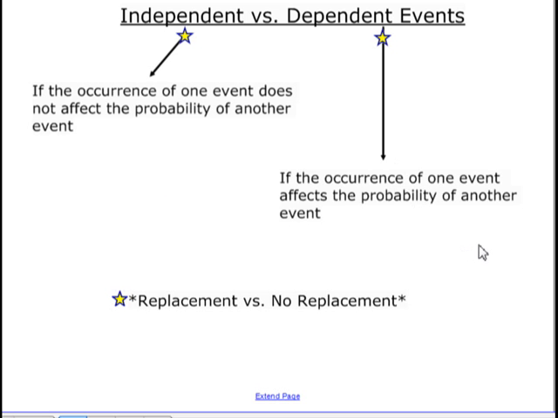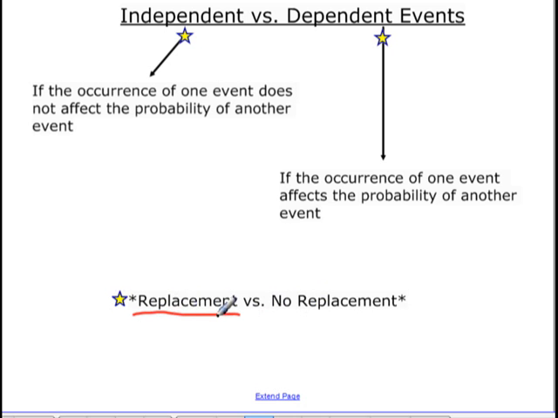Dependent events are ones where whatever happens in the first one affects the probability of the other. The simplest example of that is if we're choosing, let's say, marbles from a bag or something like that, or even letters in the alphabet for a license plate. We did with replacement, without replacement.